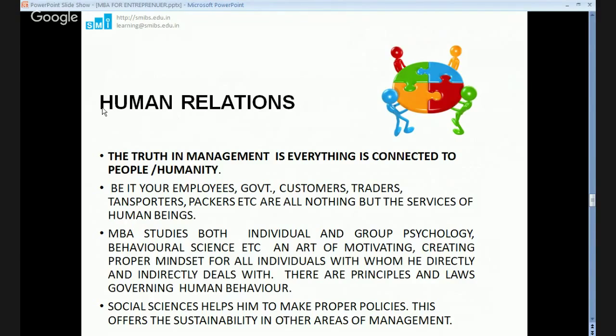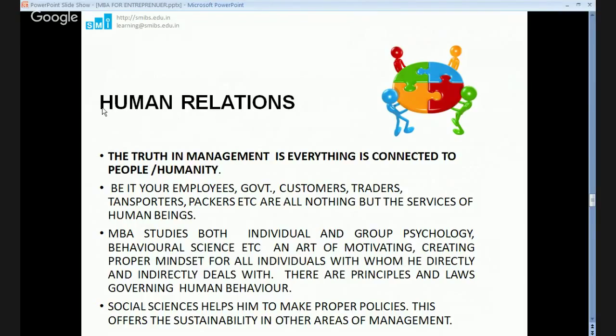For all this, one important thing is human relations. You know, the society is composed of employer, employee, different businessmen, the consumer, the government. So many sections are there. All are human beings, and that requires different relations with them to make them happy and to come to our company to buy what we produce. The truth in management is everything is connected to people or humanity. Be it your employees, government, customers, traders, transporters, packers, etc., all are nothing but the service of human beings.